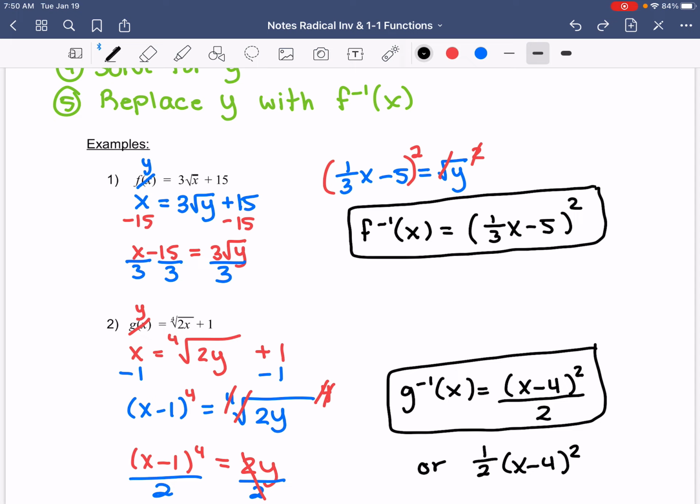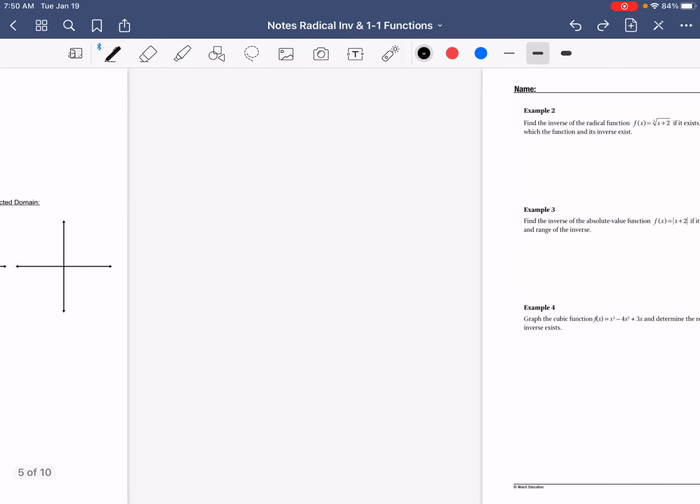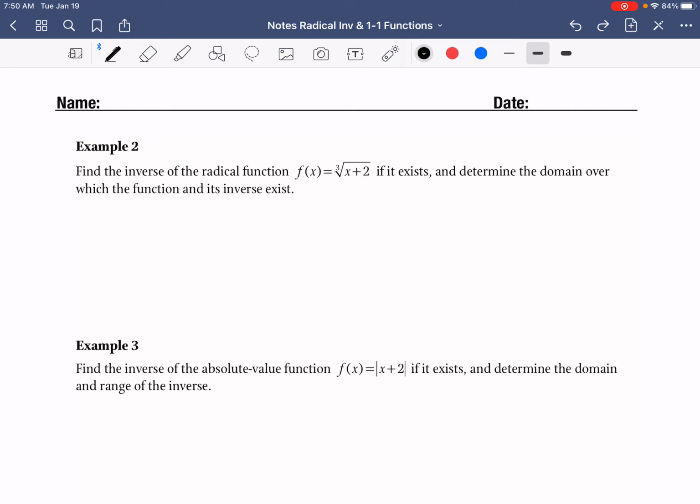Okay, one more example of this, and you guys are going to have some problems like this on your homework. I'm going to talk about one-to-one functions after. So I need you to grab your workbook unit 4A, and we're on page 20. We're going to do 2 examples from this. Example 2 says find the inverse of the radical function f of x equals the cube root of x plus 2 if it exists, and determine the domain over which the function exists. We're not going to do this part yet because we haven't talked about it, but we'll just leave it.